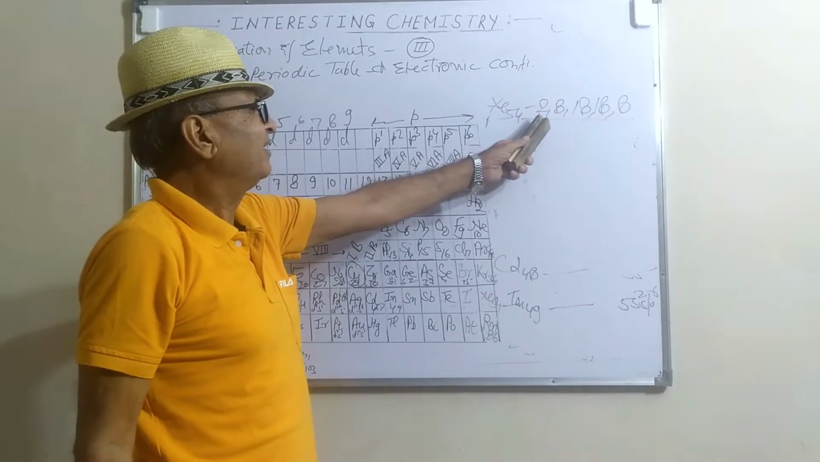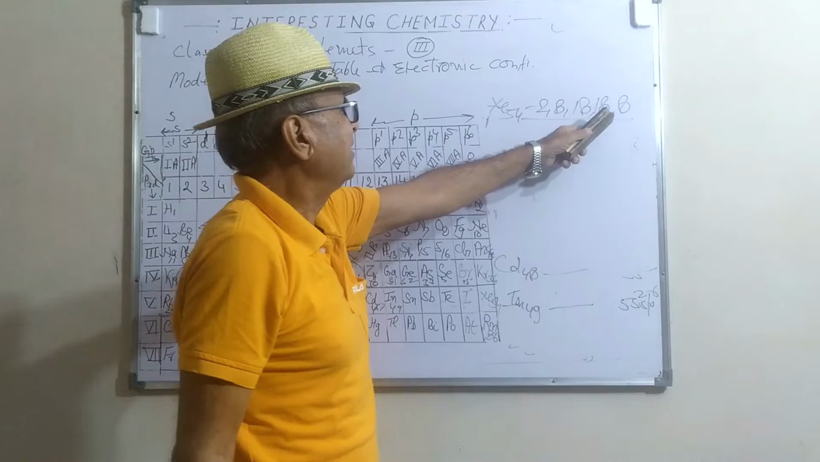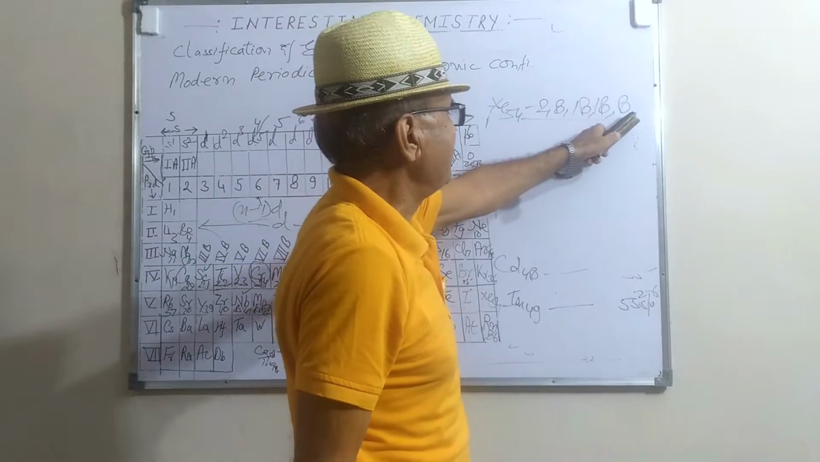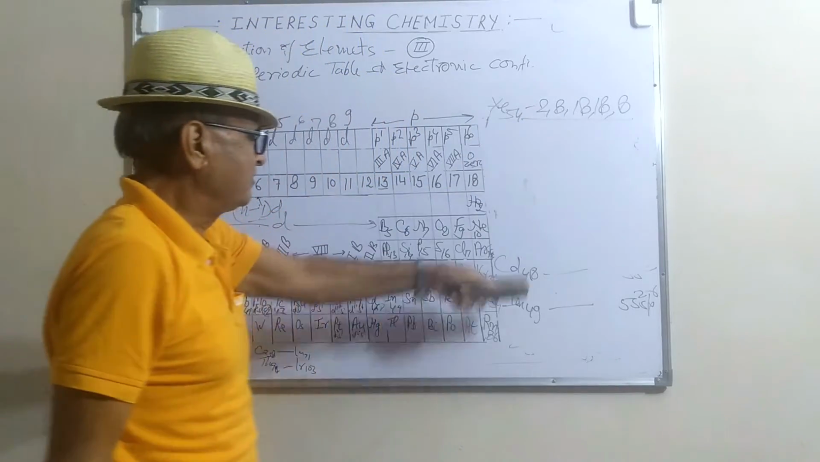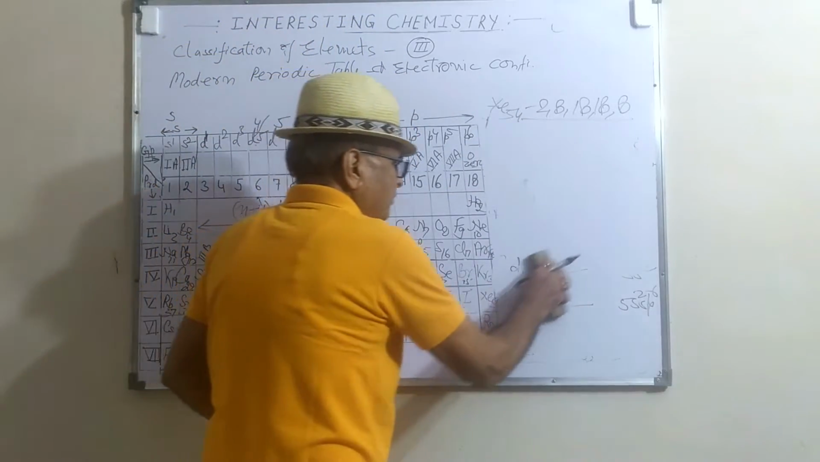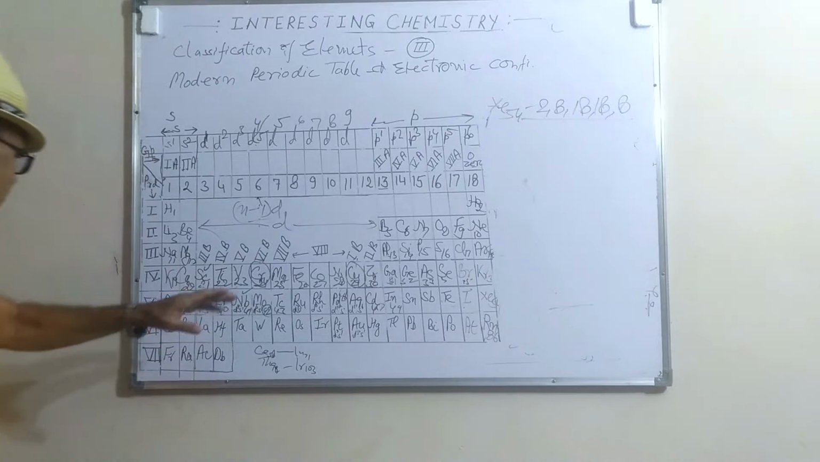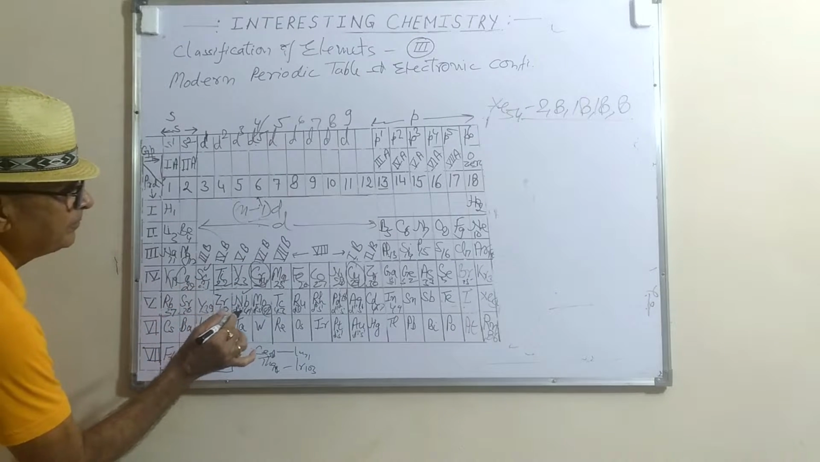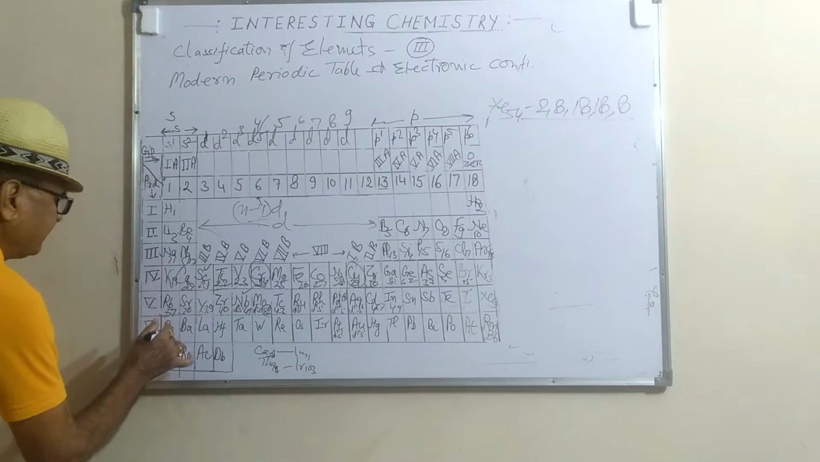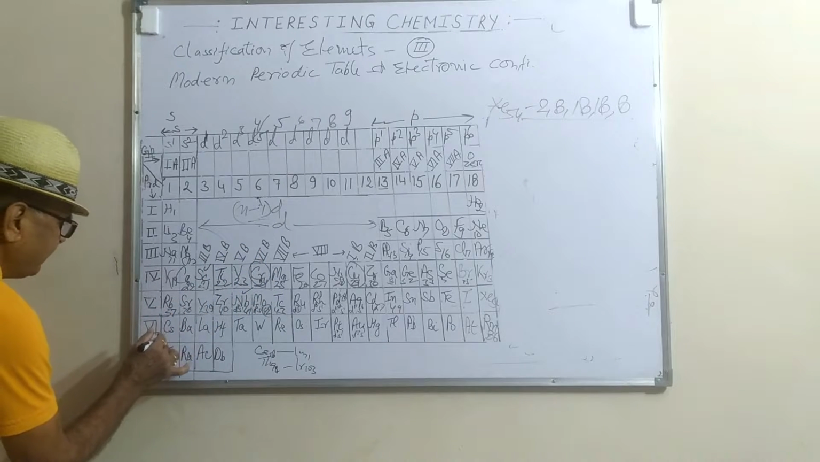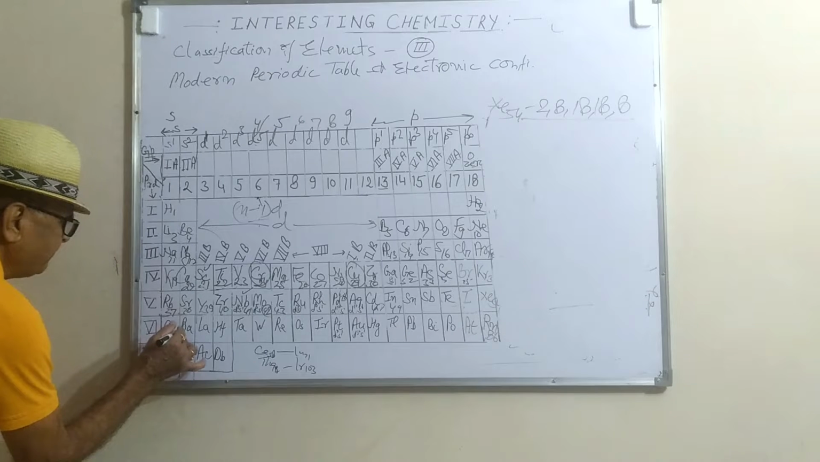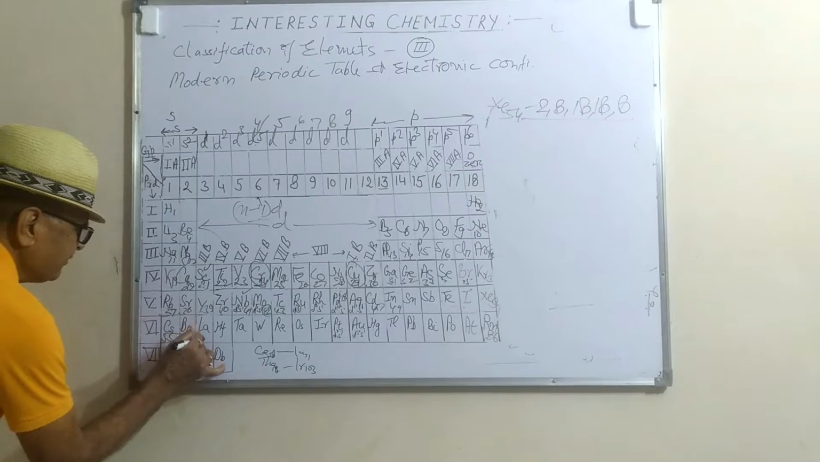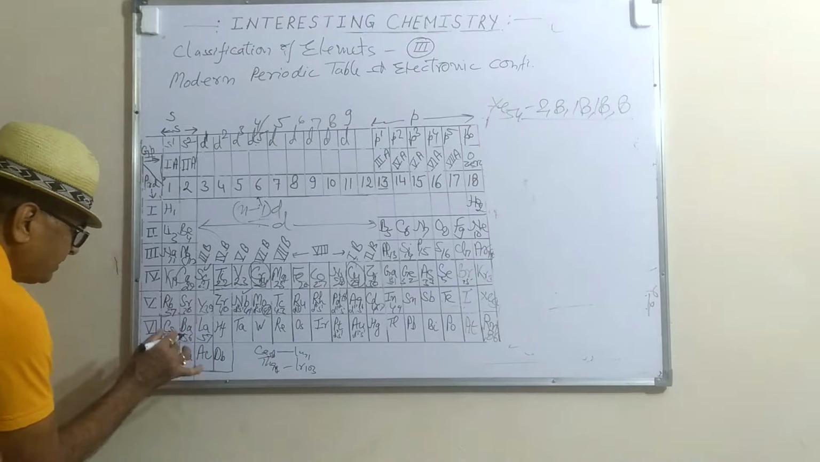So please count this number. 18 is 36, plus 10 is 46, plus 8 is 54. This is xenon. Now come to the structure here. Xenon is 54, and then cesium will be 55, barium will be 56, and this is lanthanum.